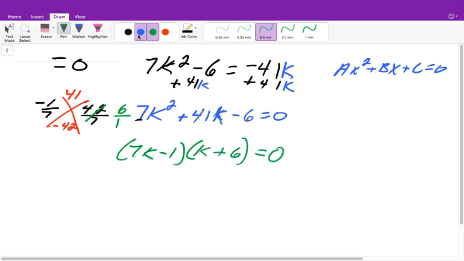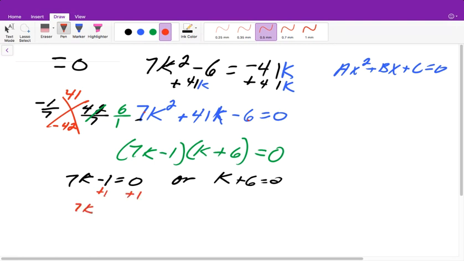So then we set each factor equal to 0. So 7k minus 1. Let me just write that a little bit clearer. 7k minus 1 is equal to 0, or k plus 6 is equal to 0. So then we will add over the 1. 7k is equal to 1. Divide each side by 7, so k is equal to 1/7.